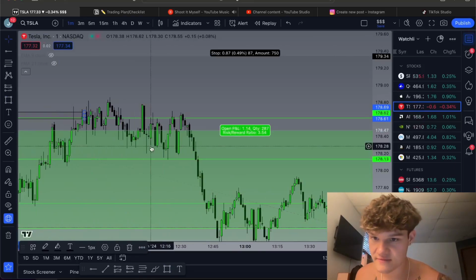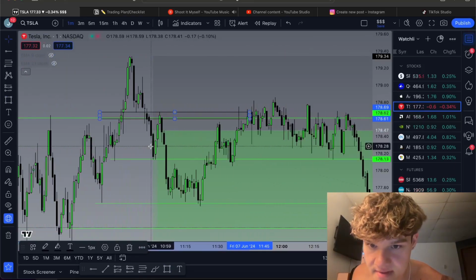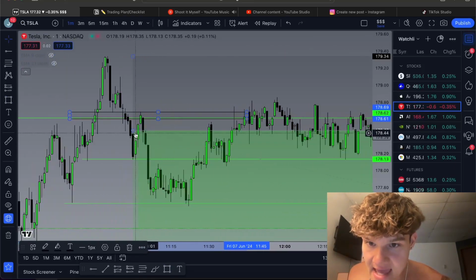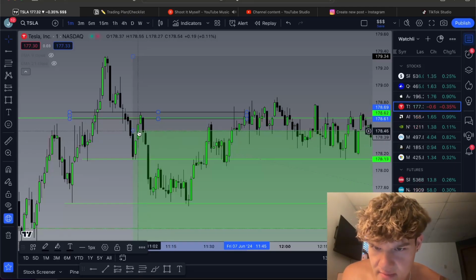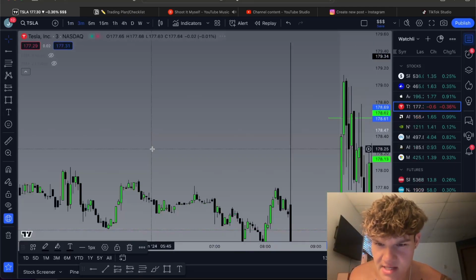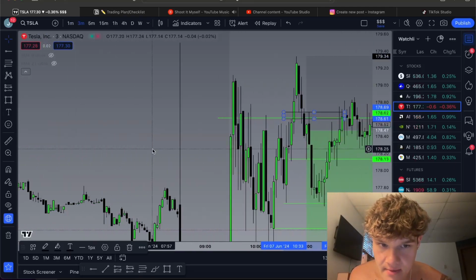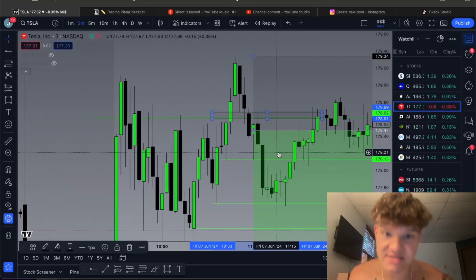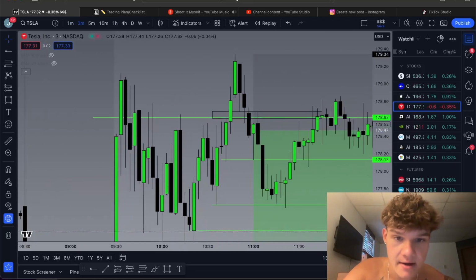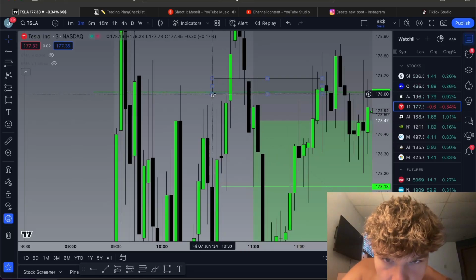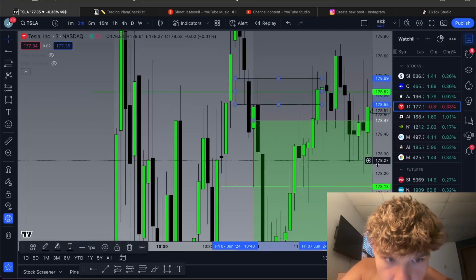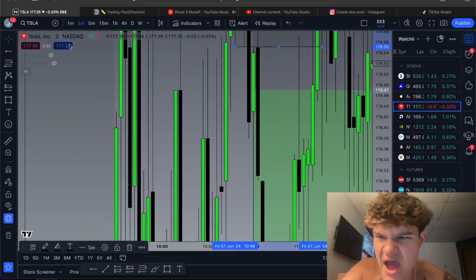I'm pretty sure I entered off of the 1-minute time frame. Yep, right here. Came up to, I'm pretty sure it was this fair value gap, or was it a 3-minute? Yes, it was this 3-minute, exactly, right here. Boom. So if we go, I'm pretty sure it was this very, very tiny one.